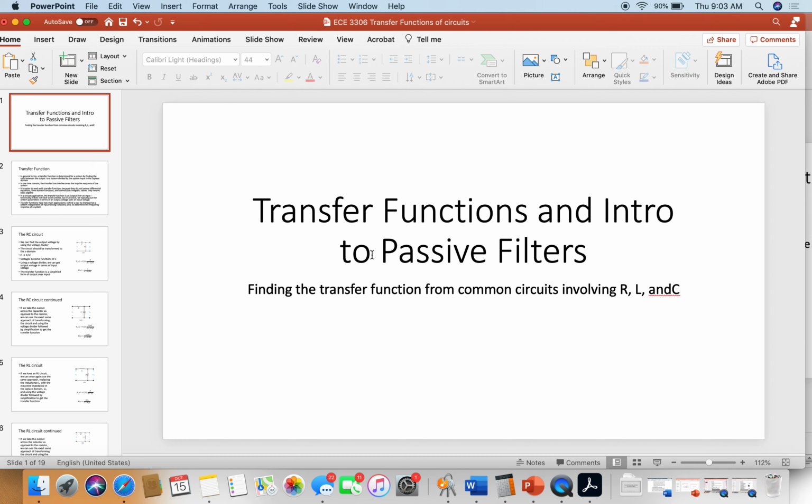We are now to a point where we want to begin to use the Laplace transform to do the things that it's really powerful in doing. And that is to talk about transfer functions. And of course, in this semester, we'll talk about transfer functions in circuits, and also begin an introduction to filtering. We'll not get to that in this particular lecture, but it will be the lecture that immediately follows.